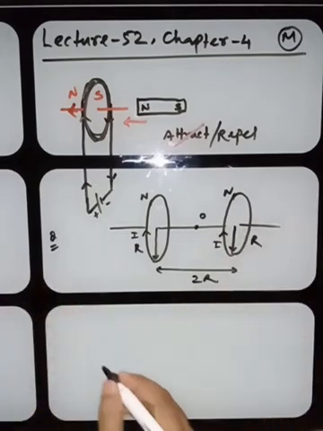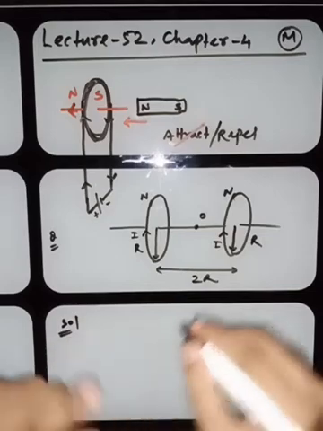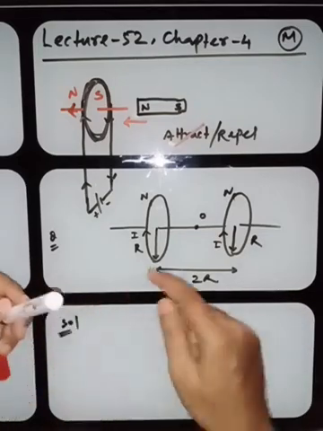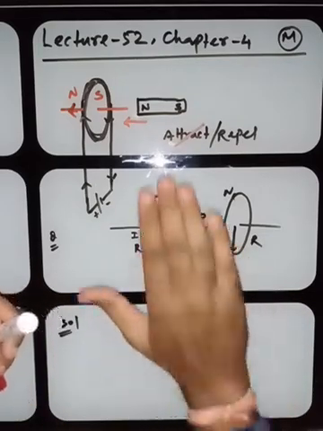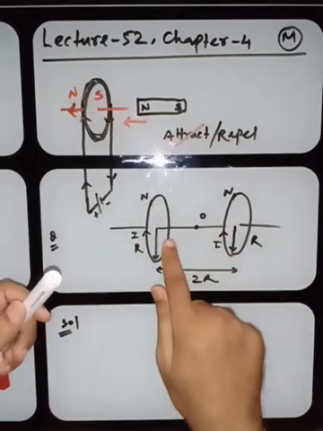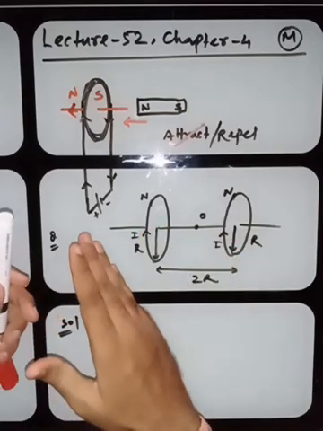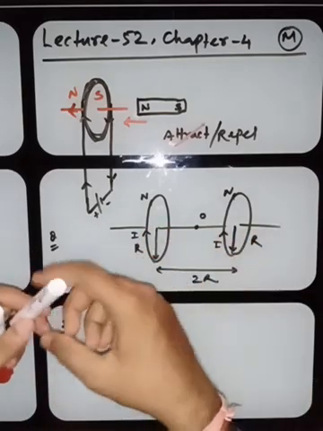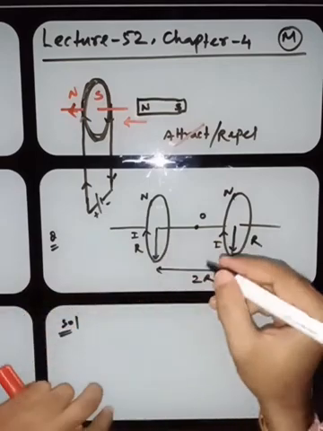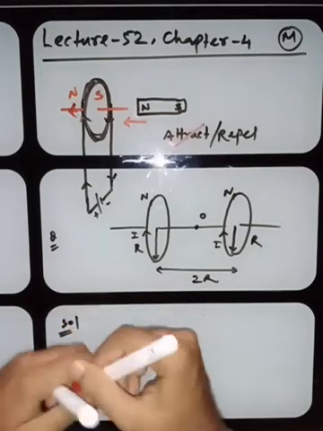So let me solve this question. My dear student, if the current flowing through this coil is in this direction, the magnetic field will be in this way. At any point between the coils, the direction of the magnetic field will be towards the negative of the x axis. So at this point we have to find the magnetic field.